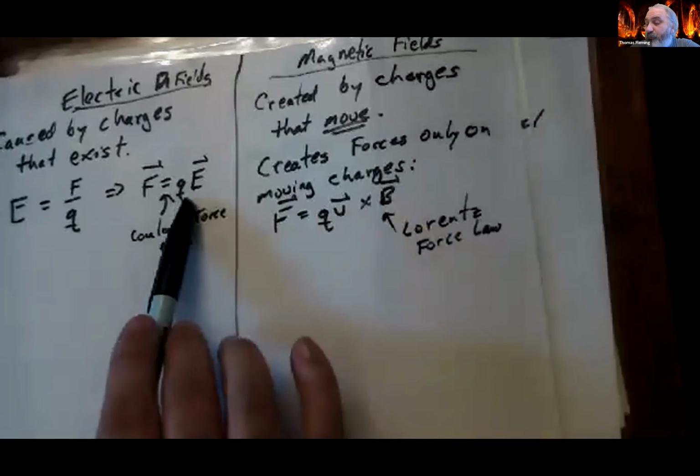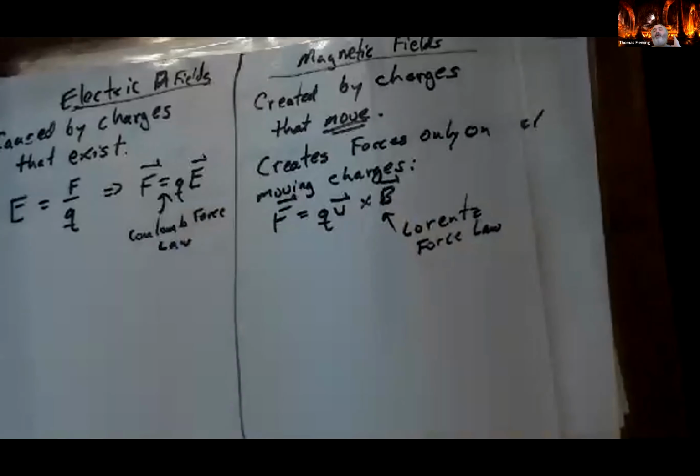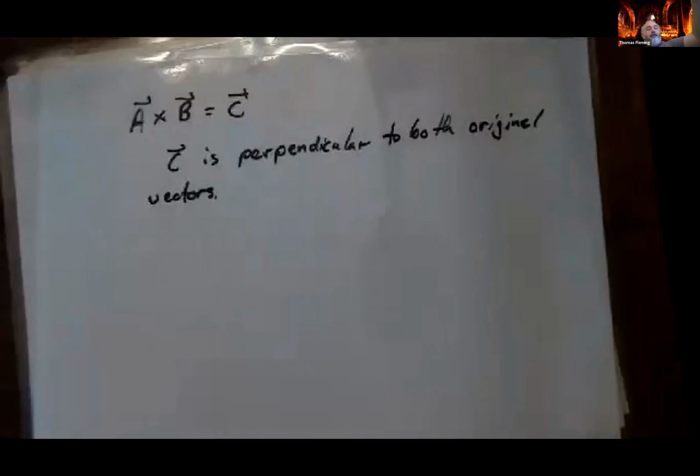Unlike the electric field, which is the same direction as the force, the magnetic field is always perpendicular to the force. Period. End of story. So if you see B is to the right, you know for sure the force felt is never going to be to the right. It cannot be. So that's the first thing we have to remember.